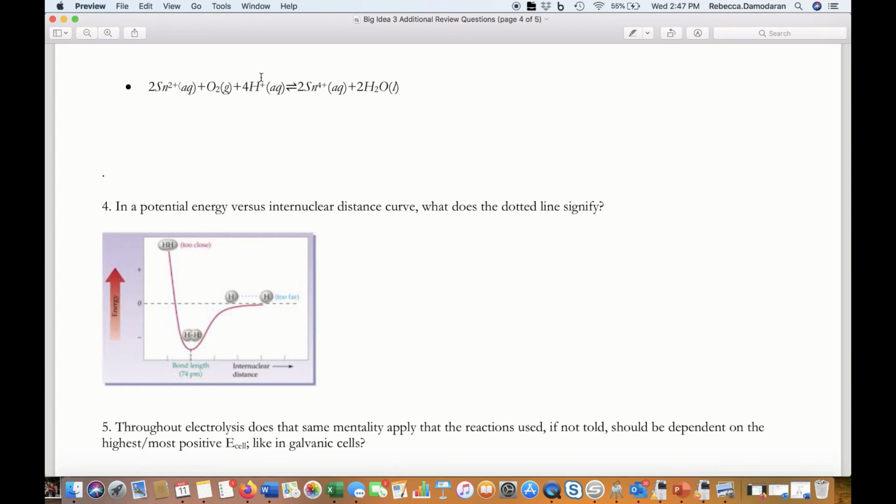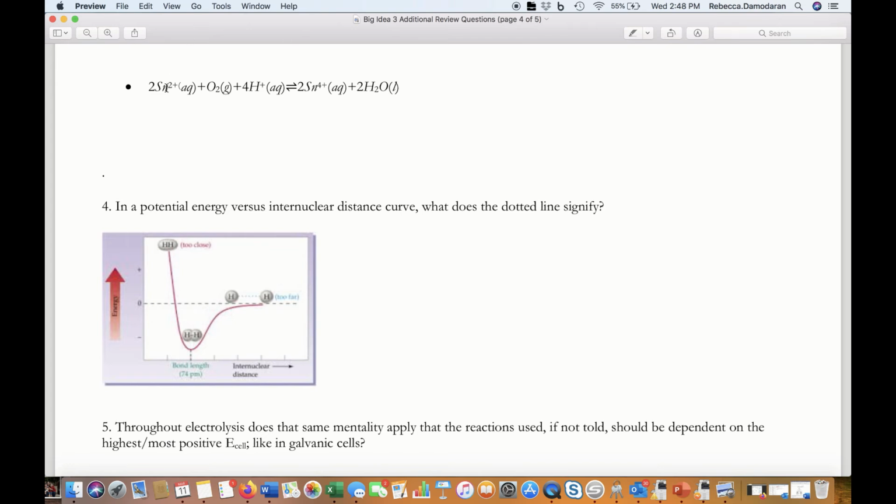And H+ goes from +4 and then, well, +4 there. So really what I would look at would be the oxygen. Oxygen here goes from an oxidation number of 0 to -2, but there are 2 of them, so -4. So for here, there are going to be 4 electrons being transferred.